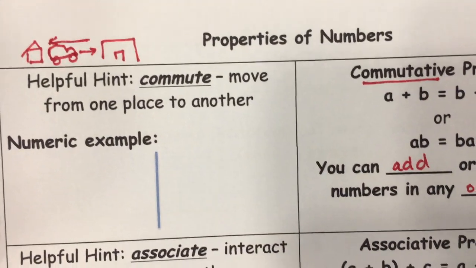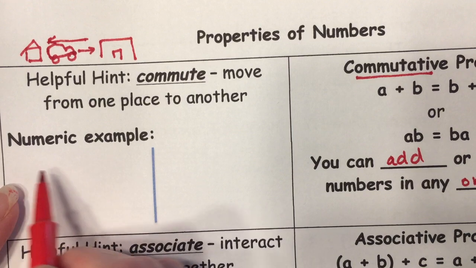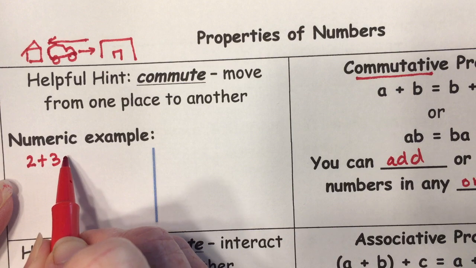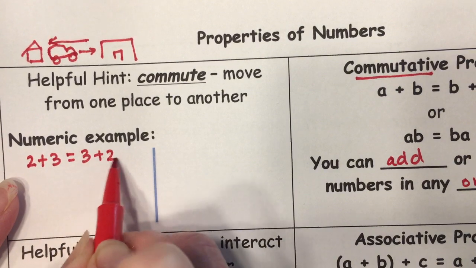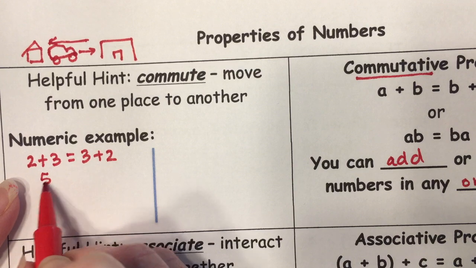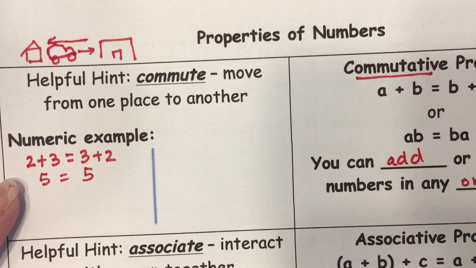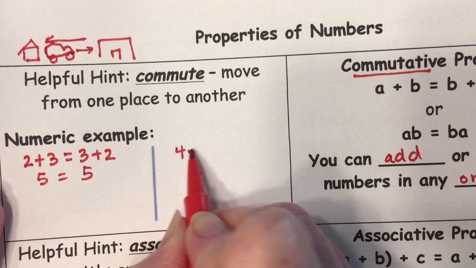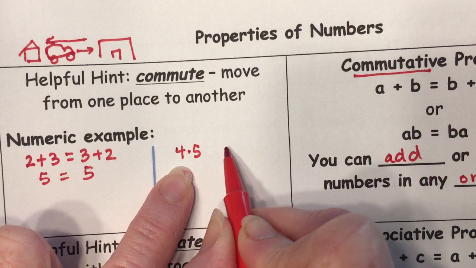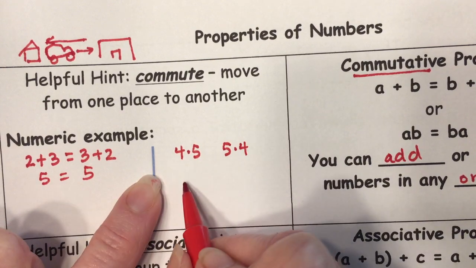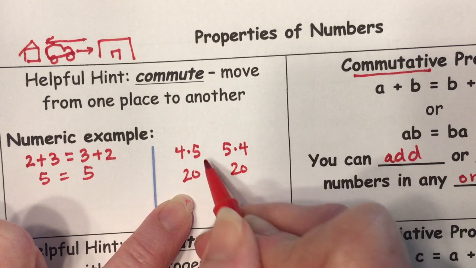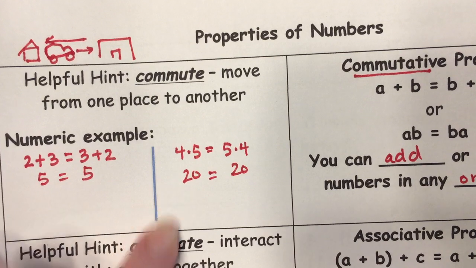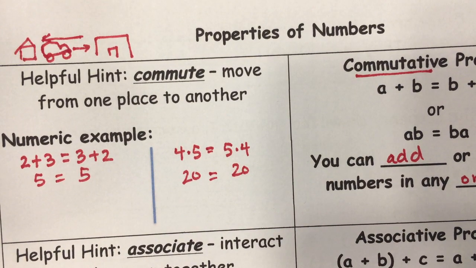Sometimes it's more helpful to see it in numbers. We kind of already talked about this, but if I have 2 plus 3, it doesn't matter if I change the order to 3 plus 2. My answer doesn't change. 2 plus 3 is 5. 3 plus 2 is 5. They're the same. Doesn't matter what order. Same thing with multiplication. If I do, let's just change it up, 4 times 5, and if I switch the order and make that 5 times 4, 4 times 5 is 20. 5 times 4 is 20. They're both the same. Switching the order didn't change them, and that means the commutative property works for that.